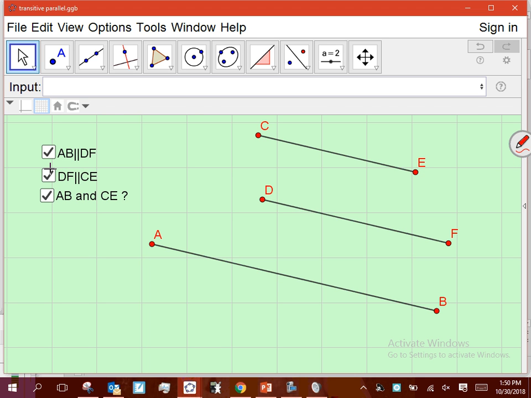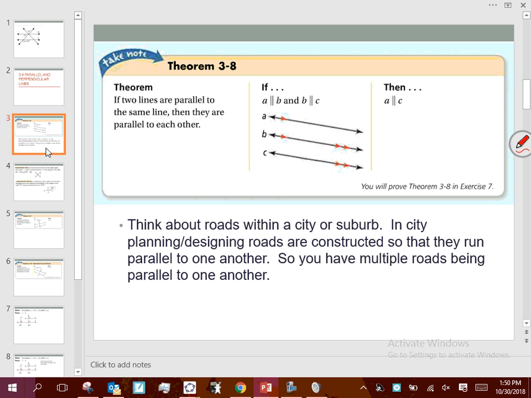What we're saying here is if two lines are parallel to the same line, then they are parallel to one another. That's the idea of the transitive property in the picture: if A is parallel to B and B is parallel to C, then B was that middleman, and we can ultimately say that A is also parallel with C. That happens all the time.